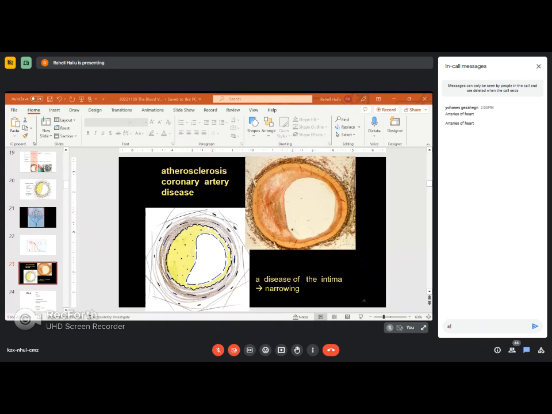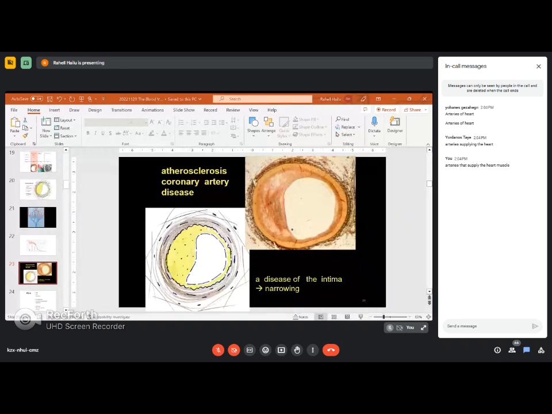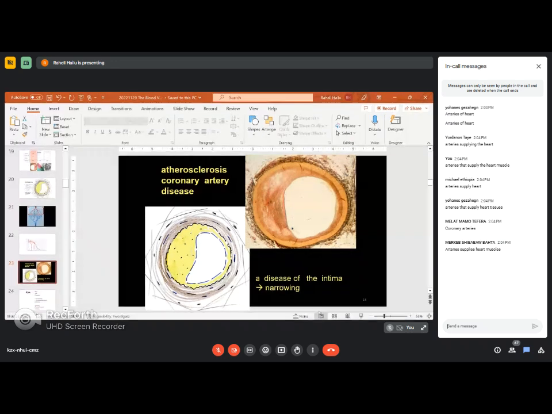Arteries of the heart. A little bit, Johannes. Arteries of the heart, the aorta is the artery of the heart, no? Yeah, arteries supplying the heart. Okay, very nice. Thank you for that.